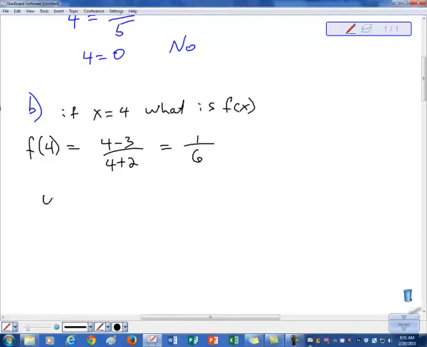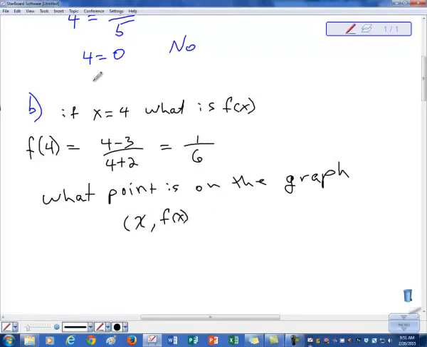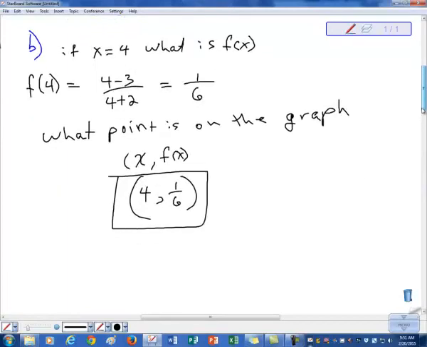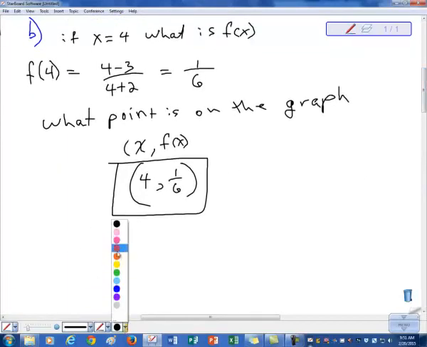And it also asks what point is on the graph. In other words, since x is 4, you're looking at x and f of x. Since x was 4 in, f of x is 1 over 6 out. So your answer is 4 comma 1 over 6. Alright. Part C.